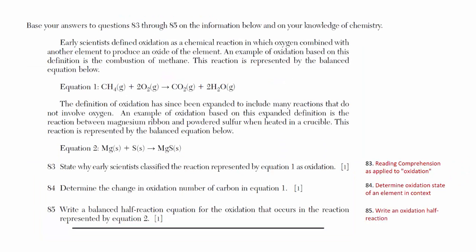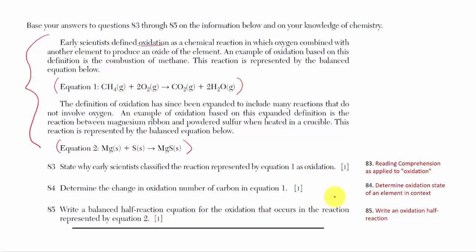Our final group of questions has the longest narrative that we've seen on the test so far. It talks about early scientists exploring the area of oxidation and reduction. We have 2 equations associated with this narrative, and we talk a little bit about how the definition of oxidation has changed over time, and we have very specific examples here of oxidation and reduction processes. 3 questions.